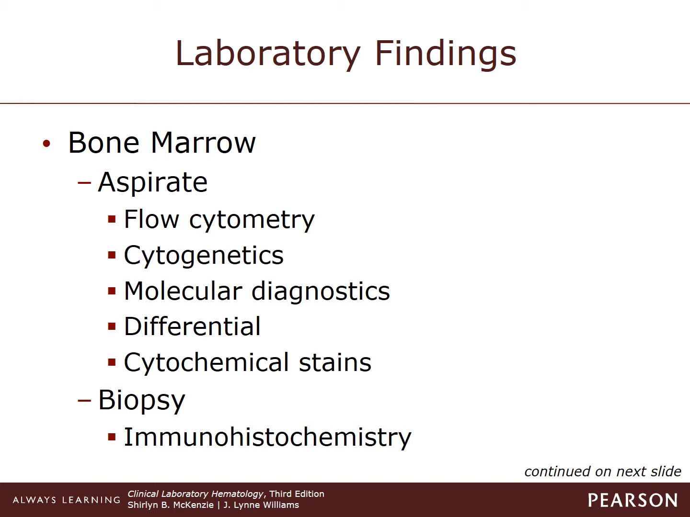Now, testing on the bone marrow is going to include flow cytometry, any kind of cytogenetics, molecular diagnostics. You're going to perform a differential on the bone marrow as well, and any special cytochemical stains. On the biopsy itself, you're going to do a special tissue stain or immunohistochemical stain to identify any of the abnormal cells.